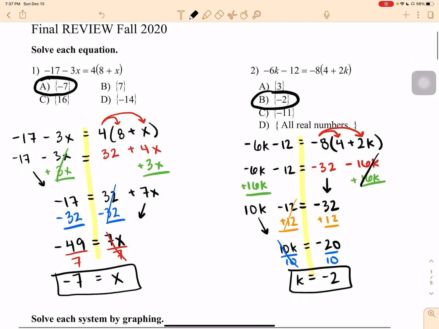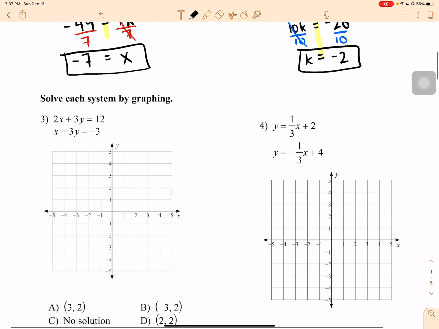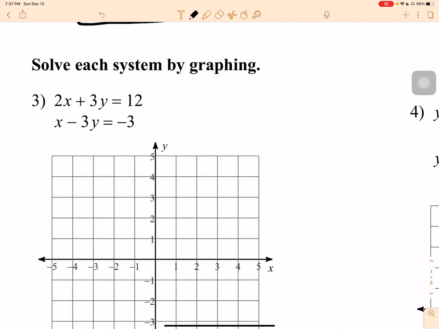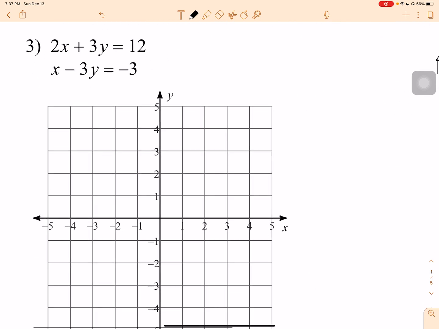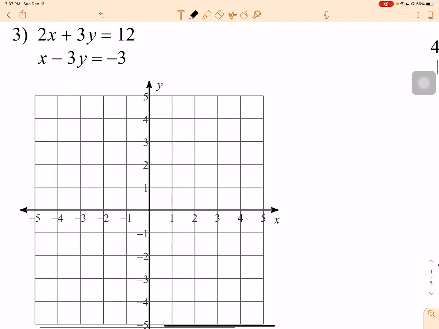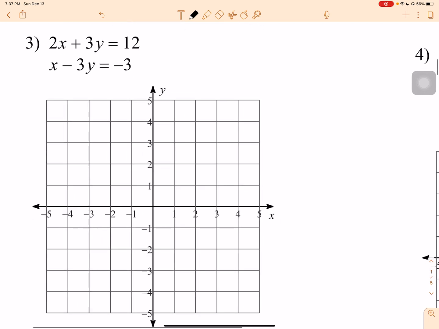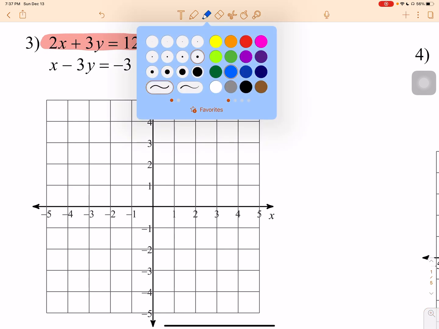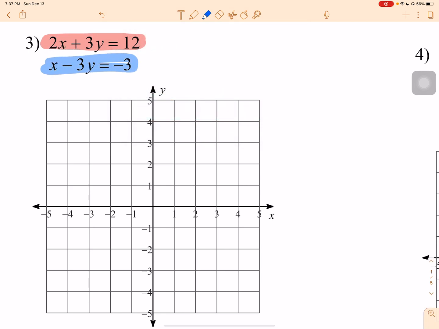All right. So number 3, it says solve each system by graphing. Now there's several ways you can do this. This one here is already set up in standard form. So you could either rewrite it as slope-intercept form, or you can plug in 0 to find your x and y intercepts. It's totally up to you how you want to do it. So let's see here. I'm going to make this one here be my red line, okay? And this one down here will be my blue line.